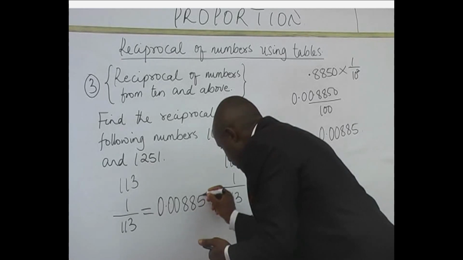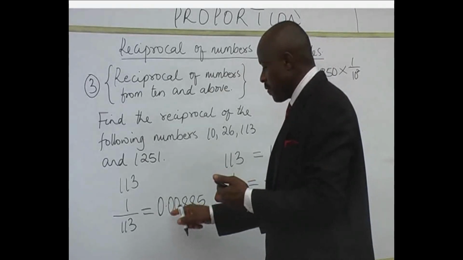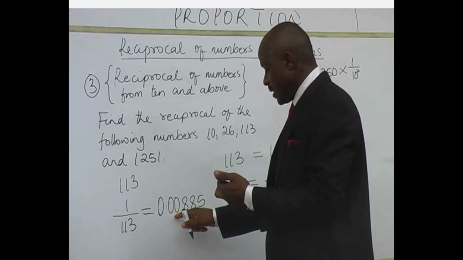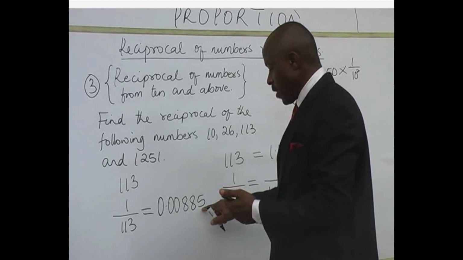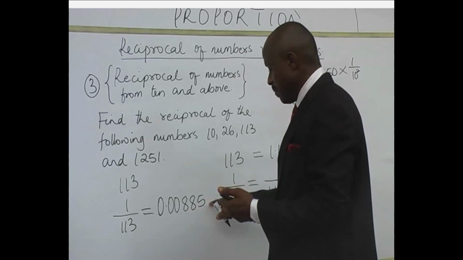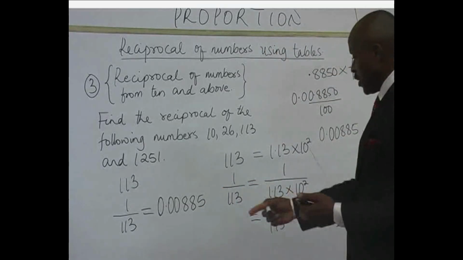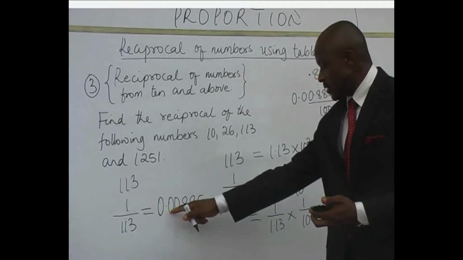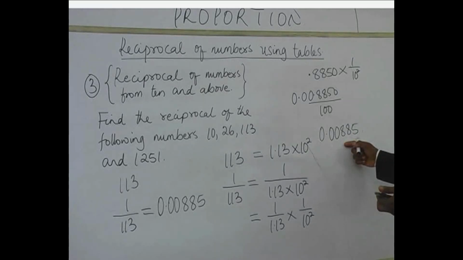0.008885. It was 49, but I have rounded it to 1, 2, 3, 4, 5 decimal places. It now gave me the 4, now changed to 5. What I have here is 8849, because the 9 was up to 5, call it 1 and add it to 4 to give me this 5. And if you look close now, you discover that 0.00885 is the same thing as what we got here with our 4-figure table.